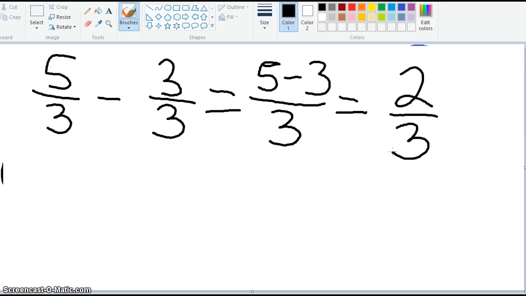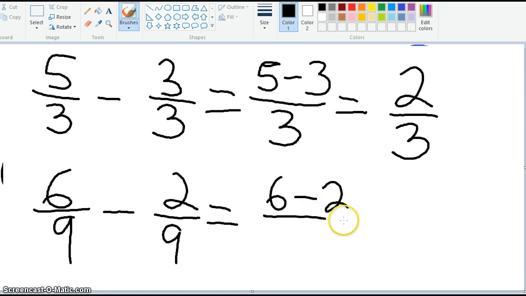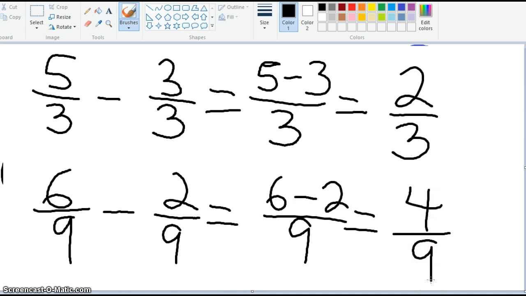So if I do one more, if I write 6/9 minus 2/9, I can rewrite this problem as 6 minus 2 over 9, which is 4 over 9.